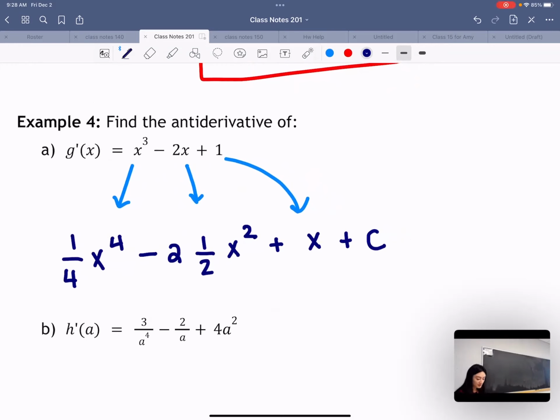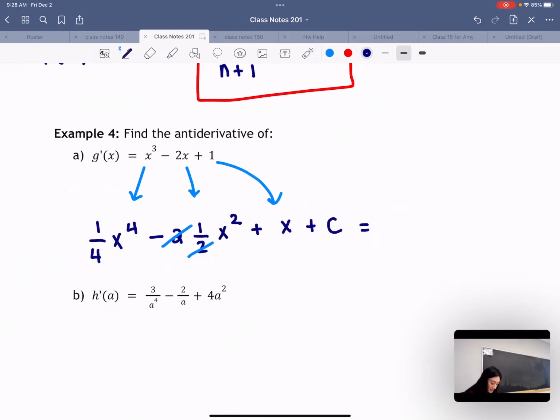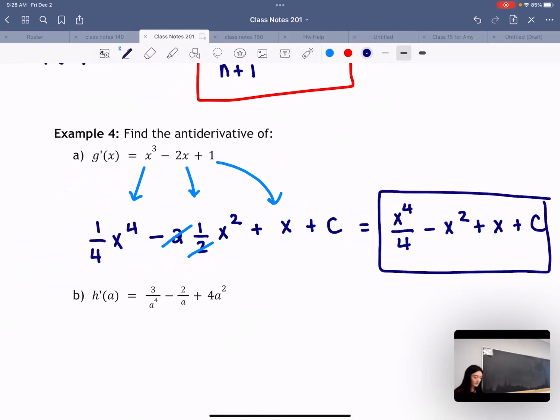Now cleaning this up, it looks like I can cross out the 2's here. So if I wanted to write this a little bit more neatly, I'd have x to the 4th over 4 minus x squared plus x plus c. Okay. Any questions on part A?